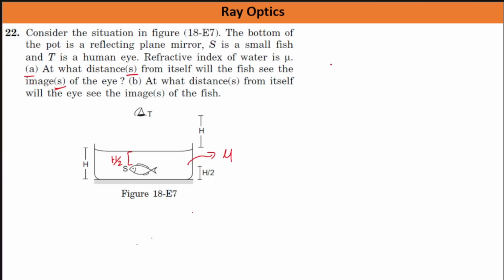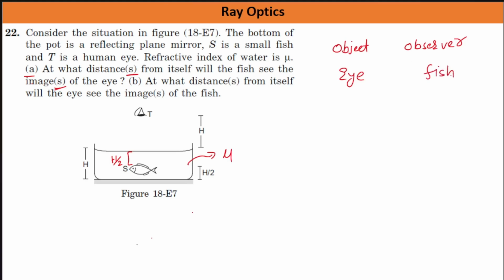How do we approach such a question? First, you have to identify the object and the observer. The object is the thing which is being seen, and the observer is the thing which is seeing it. So here, what is being seen? At what distance from itself will the fish see the image of the eye? So the eye is getting seen, so the eye is the object. Who is seeing it? The observer. The fish, right? So the fish is the observer.